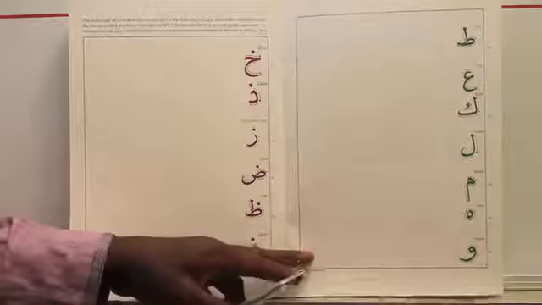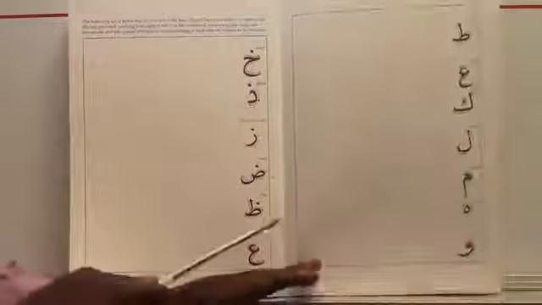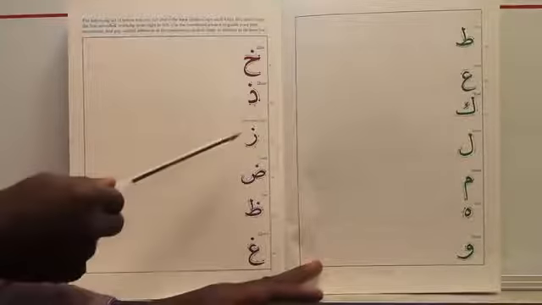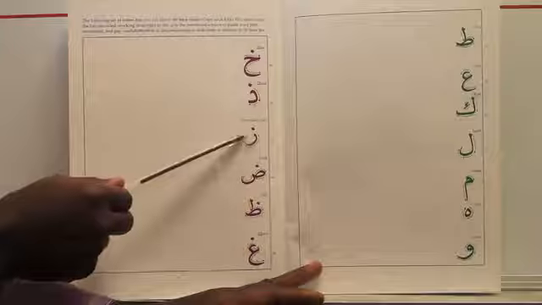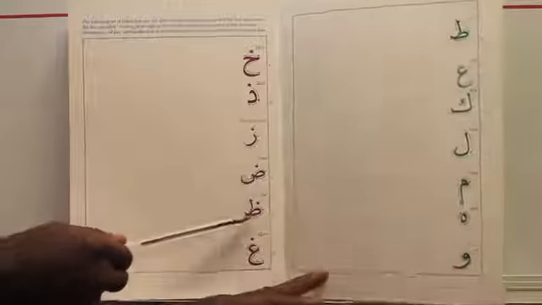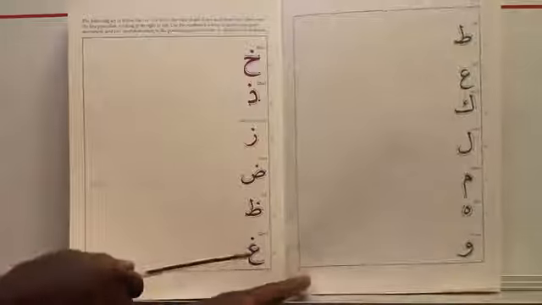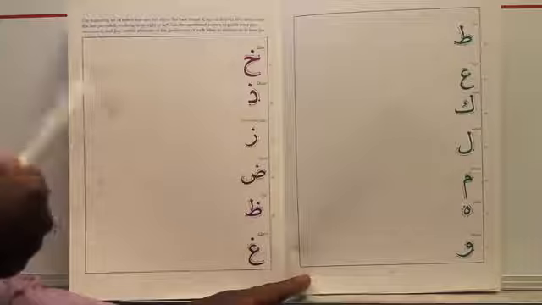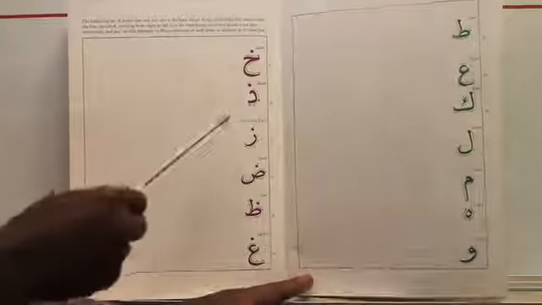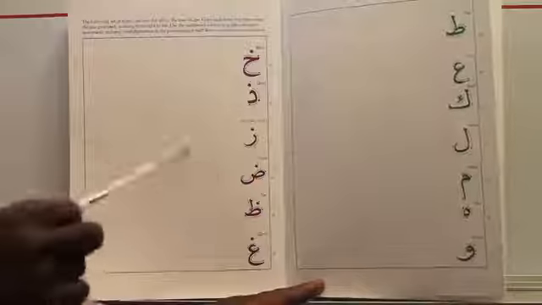Now on page 7, we are moving to the letters with one dot only, and that dot is above the letter itself. We have kha, dhal, zain, dad, dha, and ghain. The same thing you need to be aware of. Make sure that you write them properly. The dots are the last thing you do. You formulate your letter correctly and completely first, and then you go back and put your dot where it's necessary.